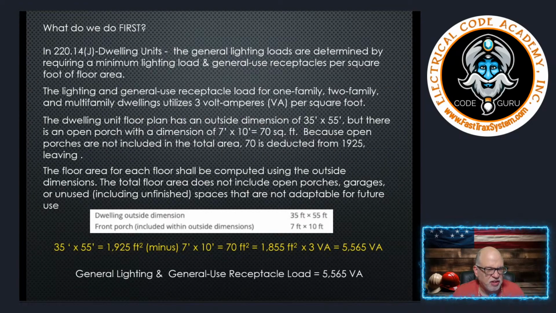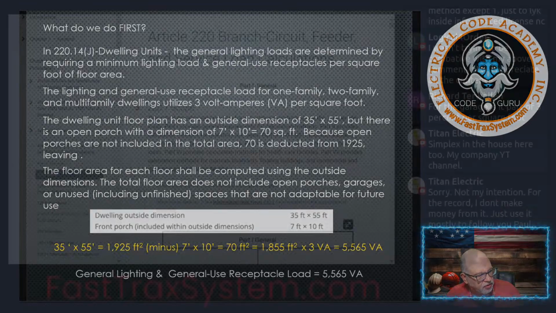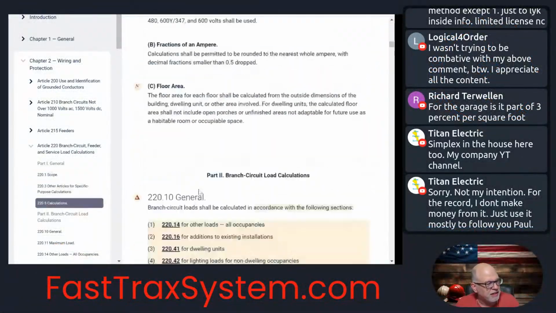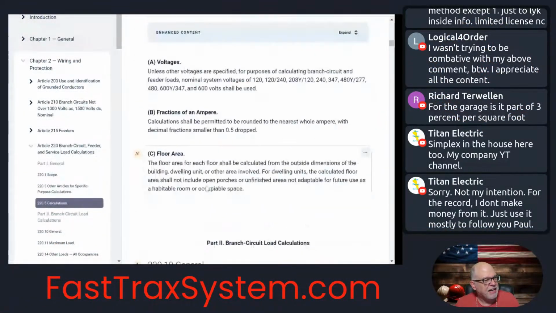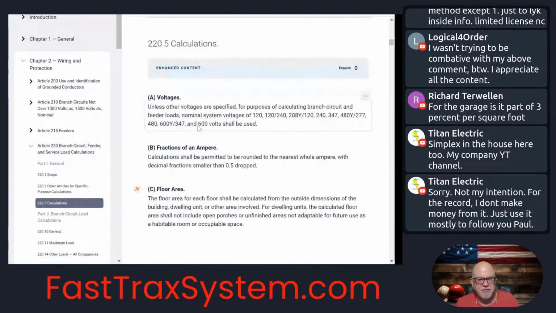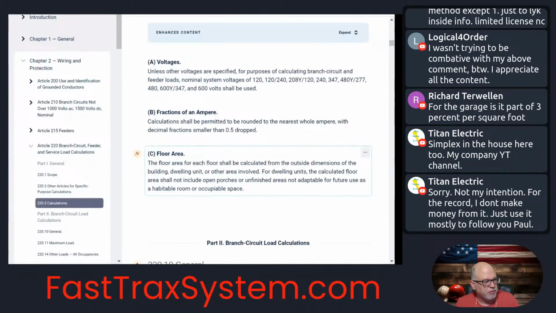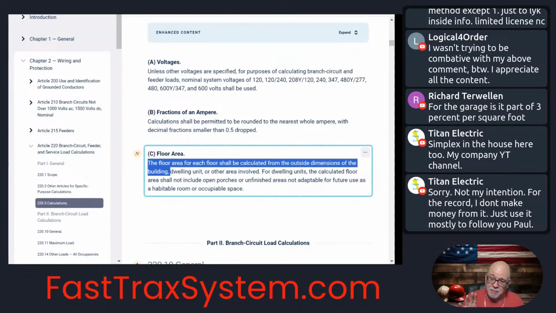So let's shift real quick to the NEC so that I can show you that. So in the 2023 edition, by the way, right here under 220.5 is where you get your floor area. Now, this is new for the 2023, okay? And so this shows you that the floor area for each floor shall be calculated by the outside dimensions of the building. So that's why in the exam, they're going to have to give you these dimensions. And in our case, we gave you the dimensions, 35 by 55, right? That's the outside dimensions. You need that.